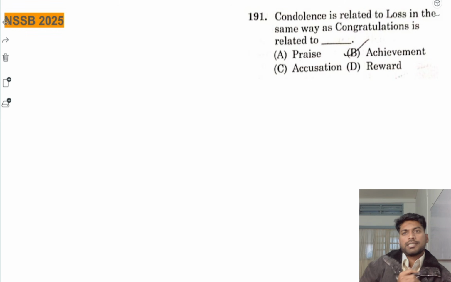Okay, that is yours. Reasoning question. Condolence is related to loss. In the same way, congratulation. When there is a loss, we give condolence. Congratulation is when someone achieves something, so achievement will be the answer according to me. Achievement, yeah, achievement. Okay, next question.